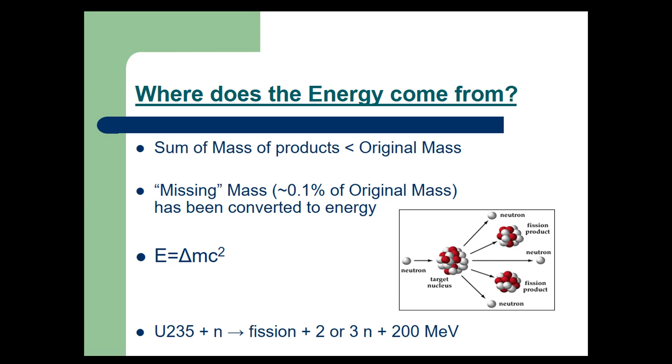So what we also see is the sum of the mass of the products is less than the original mass that we started with. This missing mass is a very small amount. It's only 0.1% of the original mass, but it's all converted into energy through Einstein's famous equation, E equals delta mc squared. So we have the mass being multiplied by the speed of light squared. That means a small amount of mass is turned into a huge amount of energy.